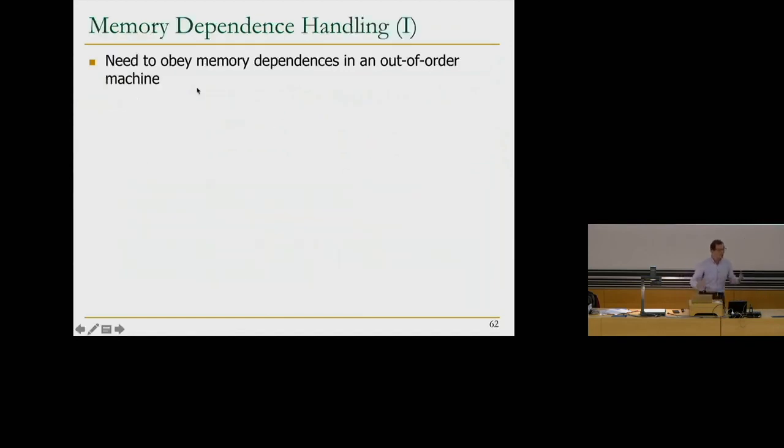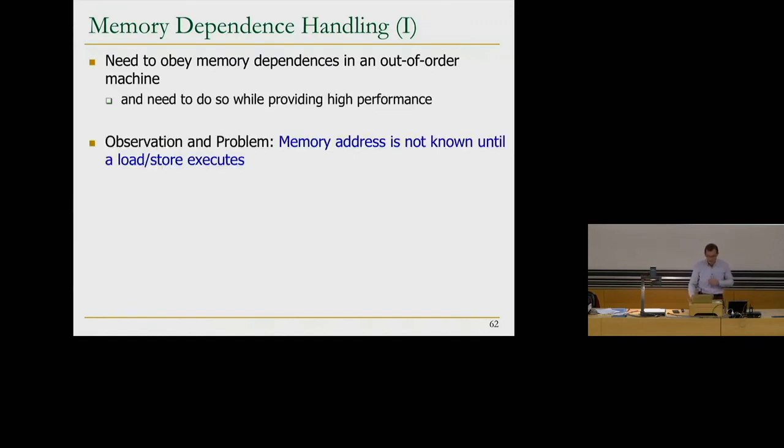Okay, so what are the issues that are caused? Basically, if you have an out-of-order machine, you're executing instructions out of order. You need to obey these memory dependencies also. It's not just about registers. You need to ensure that memory dependencies are correctly obeyed, meaning that a load may be dependent on a store, and you need to ensure that load gets the correct value from the correct store. Now, we handle this nicely with register renaming, but these are not registers. These are memory addresses, right? Register addresses we know at the beginning of the pipeline, so we can rename nicely to another namespace. Memory addresses we don't know until we execute the instruction. And we need to do so while providing high performance. So that's the problem, basically.